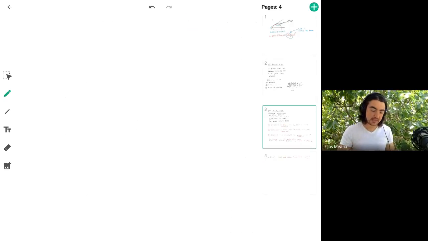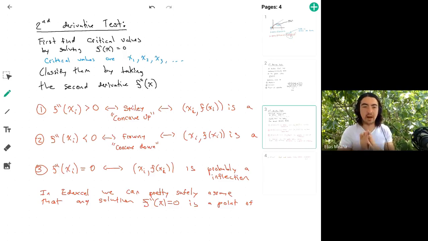The first thing it said for us to do was find the critical values, by solving the equation f prime of x equals 0. That's a really easy thing to do for this problem. After that, we're going to classify what those critical values are. Well, we're first going to take the second derivative, but we'll get there. So what is the first derivative?